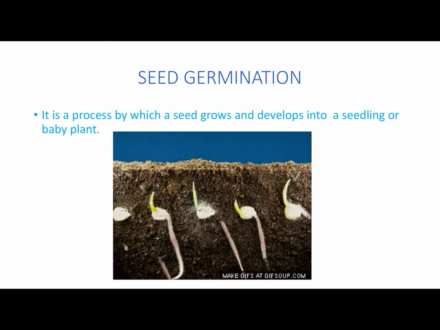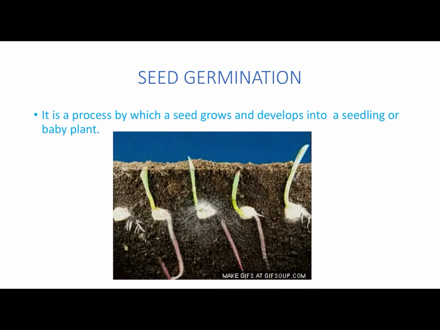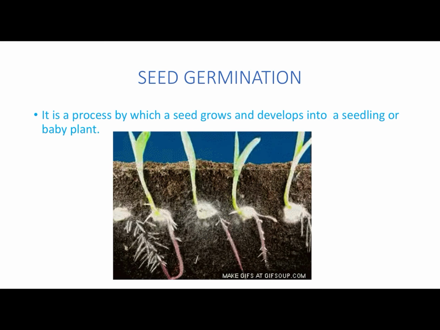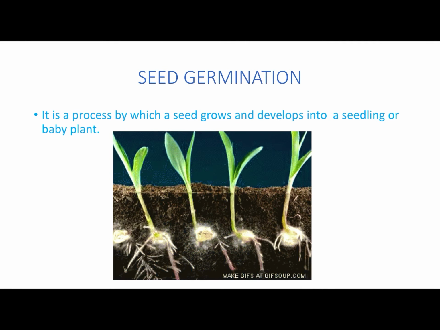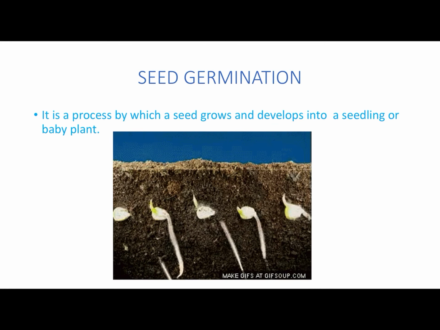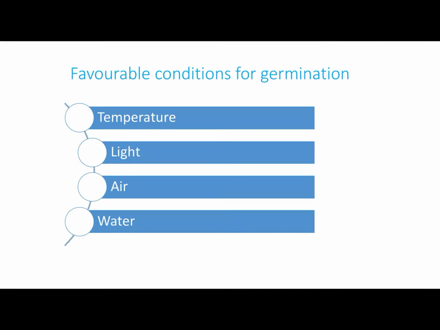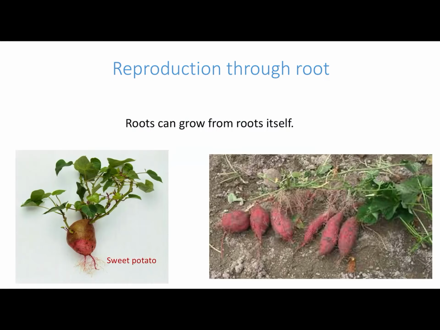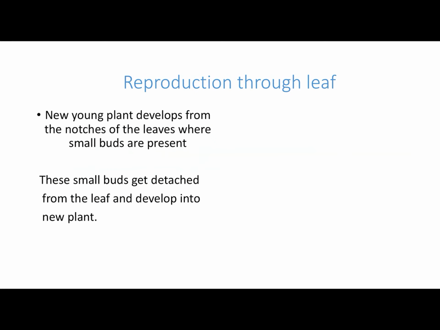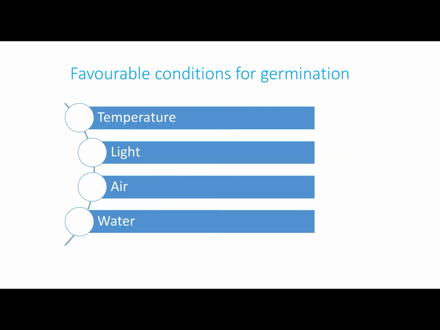Growing a plant is not a quick process. It takes several days to grow. It also needs suitable temperature, light, air or oxygen, and water. It also requires nutritious soil for the proper development of the plant.